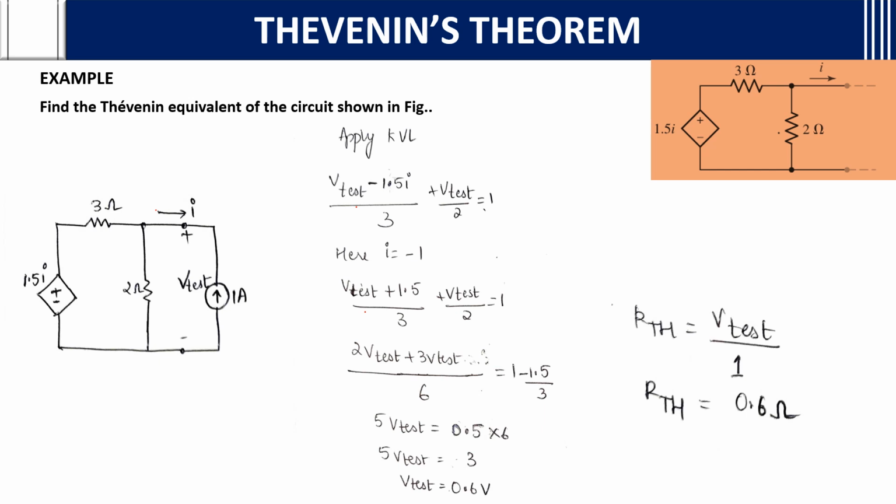If a question like this is asked, why? Because it depends on the dependent source. There is no independent source itself. If there is no independent source, it will be tough to find VTH and RTH. So if you connect a 1 ampere current source across the terminals, you can easily apply KVL and get the V test value. RTH is nothing but V by I, and I is 1 ampere as we have considered here. Anyway, RTH will be 0.6 ohms.